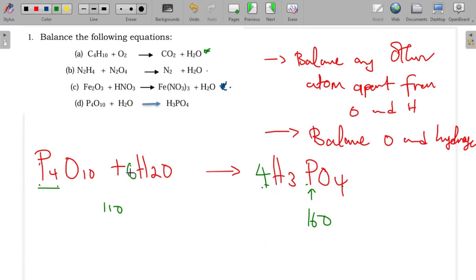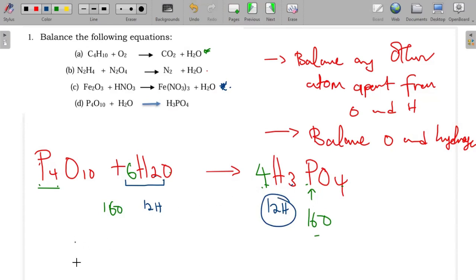So if I add the 6 there, it will be 6 oxygens plus 10 oxygens. This becomes 16 oxygens, and on the other side it is also 16 oxygens. Then you also check if your hydrogens are balanced. The hydrogens here are 6 multiplied by 2, so I have 12 hydrogens. Here it's 4 multiplied by 3, which is also 12 hydrogens. So you've seen that this one is very simple.